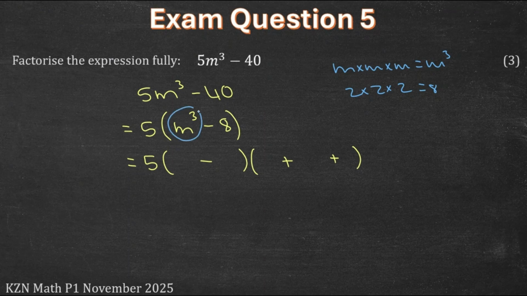First, let's have a look at this m cubed. I have to find the cube root of m cubed, and that is m. Now let's have a look at the 8. What is the cube root of 8? That is 2. Great, my first bracket is done.